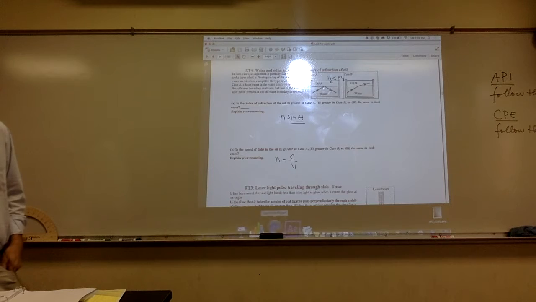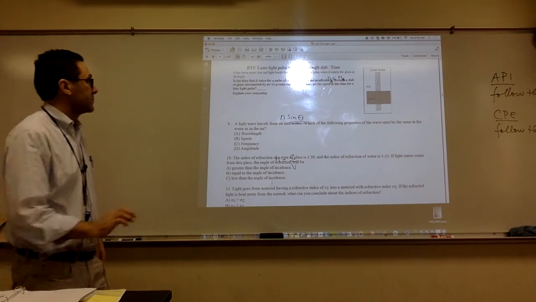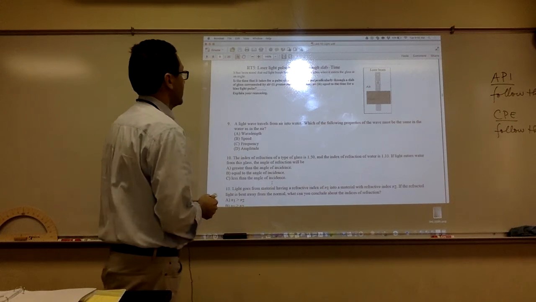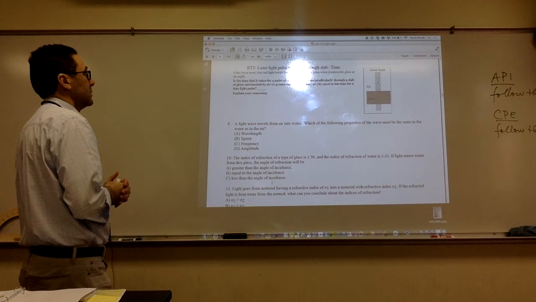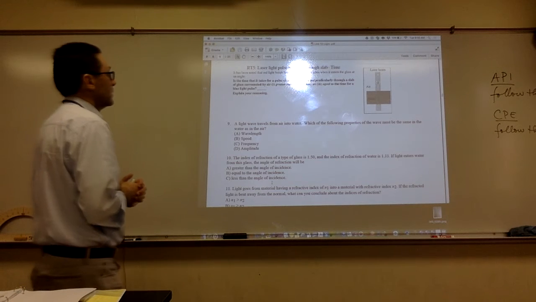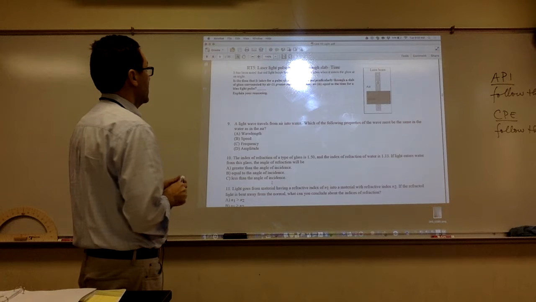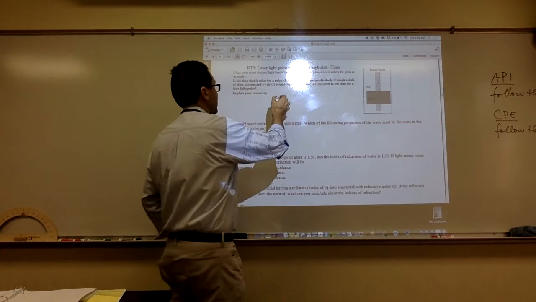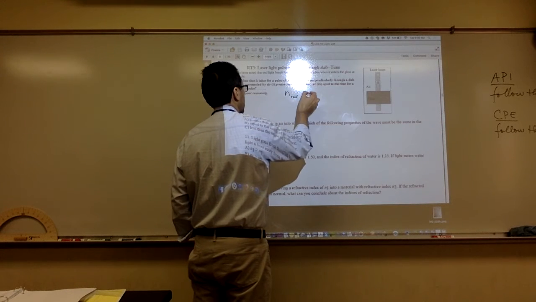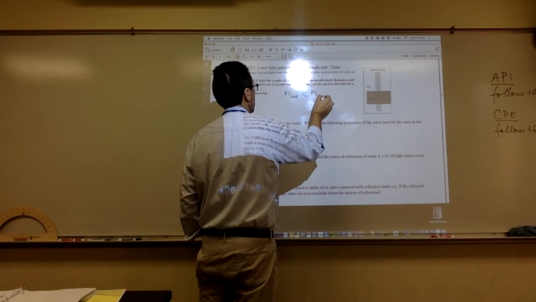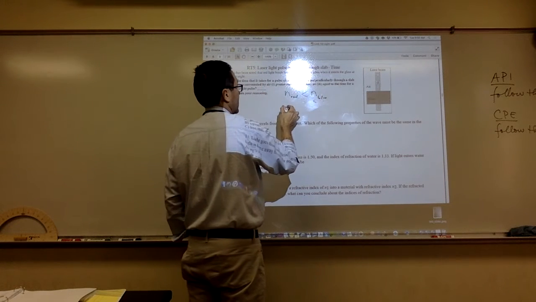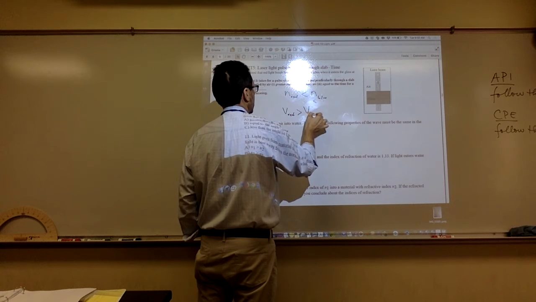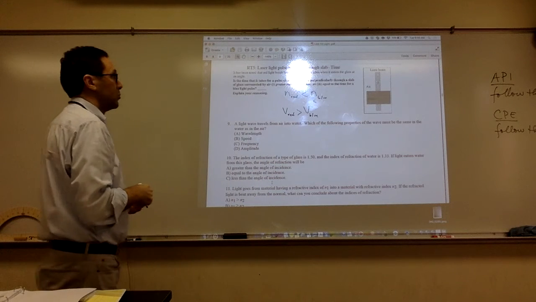Okay, let's look at the next one, RT5. Red light bends less than blue light, which means it has a smaller index of refraction. So if n for red is smaller than for blue light, it means that v for red is higher than v for blue light. I mean, the difference is extremely small.